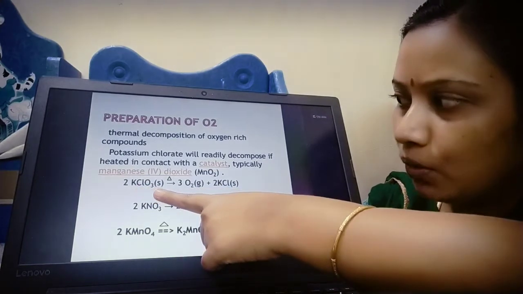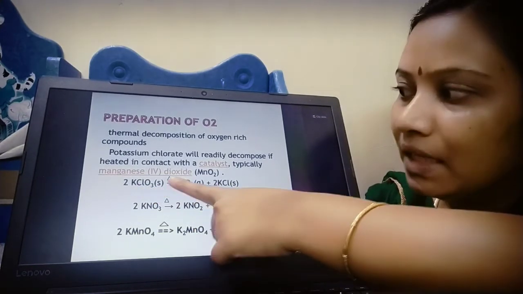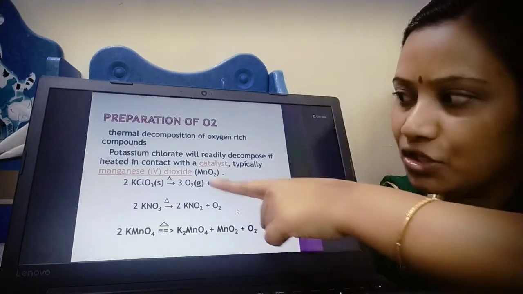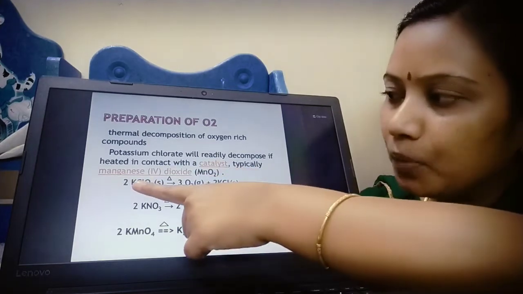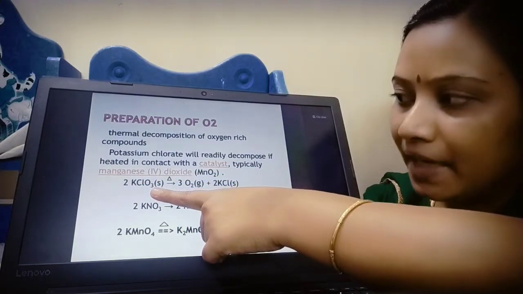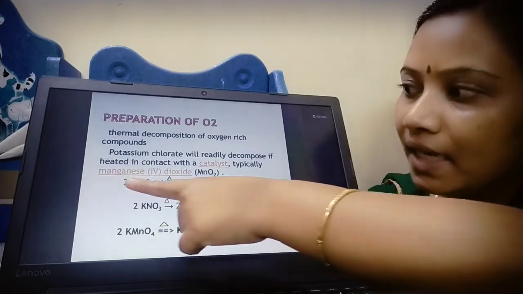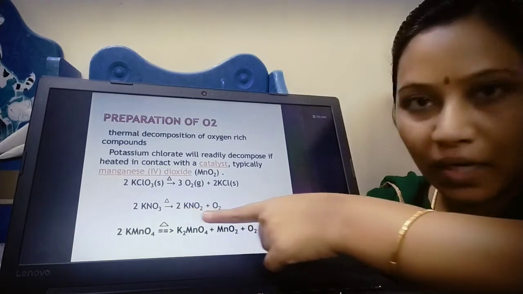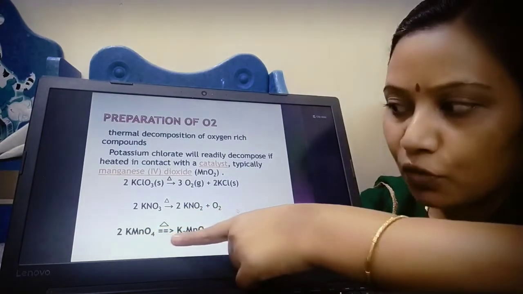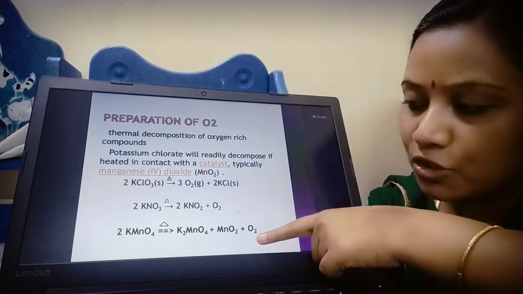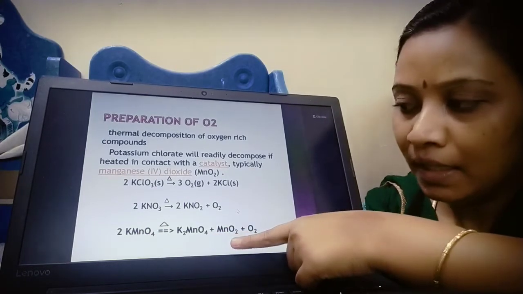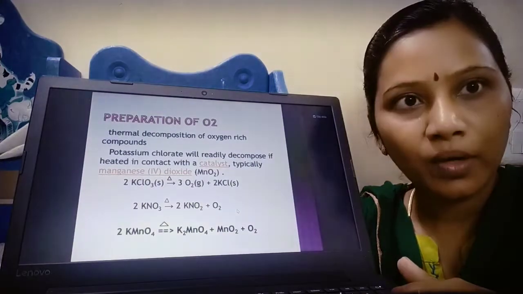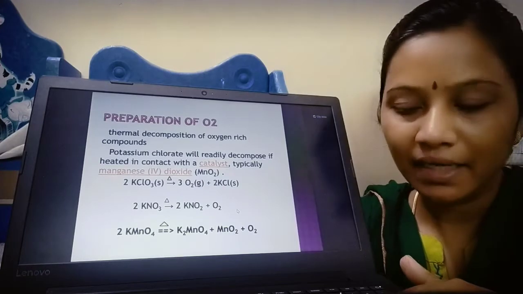This potassium chlorate, when you heat it in the presence of the catalyst manganese dioxide, which is a catalyst for all these reactions, will break down to give you dioxygen and the end product will be potassium chloride. Say for example, potassium nitrate gives you dioxygen and potassium nitrite. And KMnO4, that is potassium permanganate, also gives rise to oxygen and you will be getting manganese oxide. So this is the second way to produce oxygen, from potassium compounds: potassium chlorate, potassium permanganate, then potassium nitrate, etc.